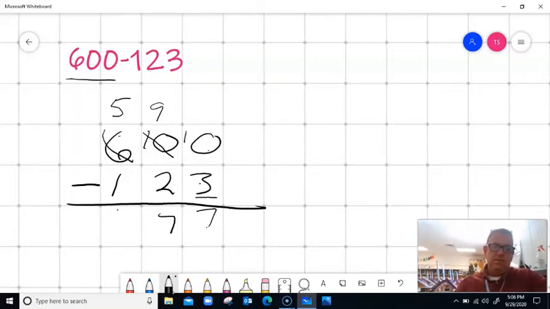And then 1 from 5 is 4, 477. This is the next thing I'll see third graders do. Look at this problem here again. So I'll write it out again. So 600 minus 123.